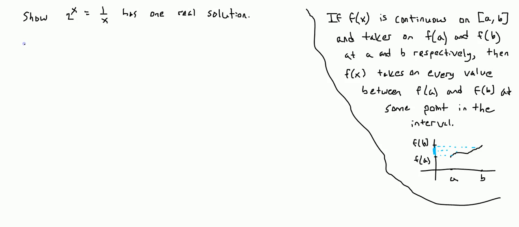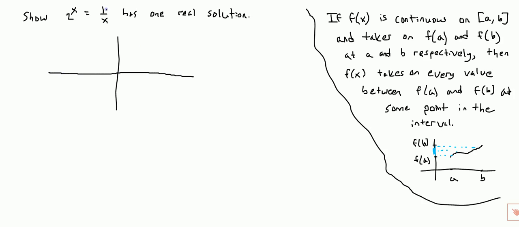In this problem, we're going to show that 2 to the x equals 1 over x has one real solution. And to do this, we're going to use the intermediate value theorem. So I wrote the theorem on the right as a refresher. The first thing we're going to do is graph 2 to the x and graph 1 over x. That's going to help us.